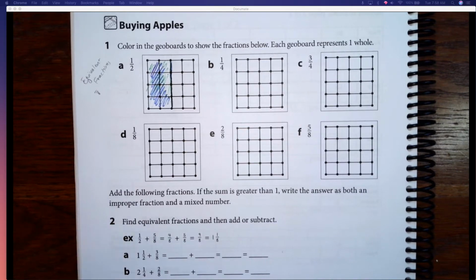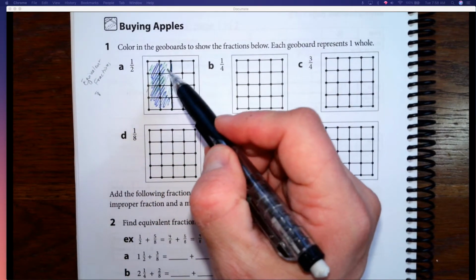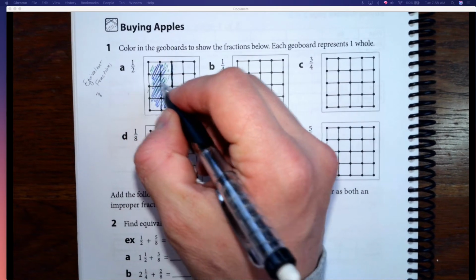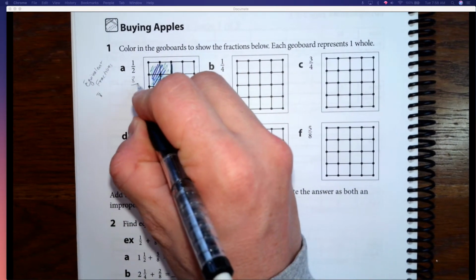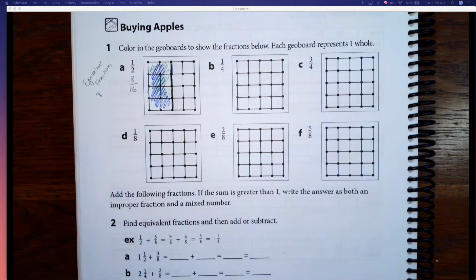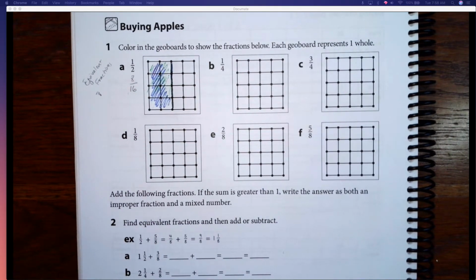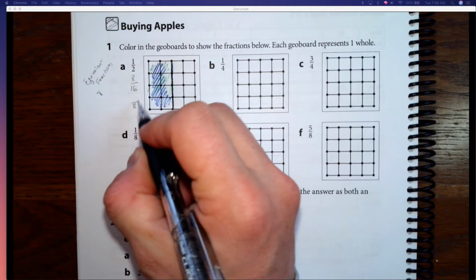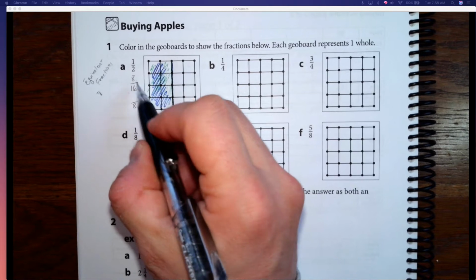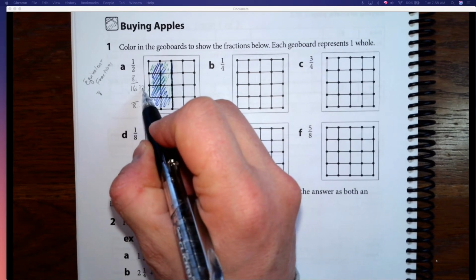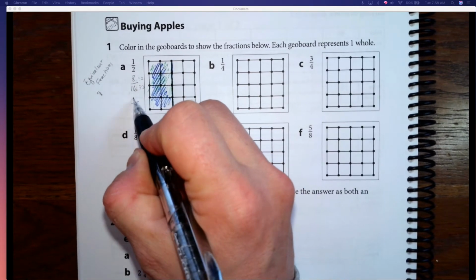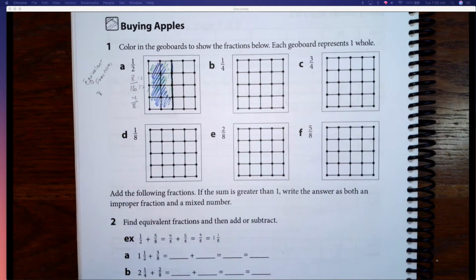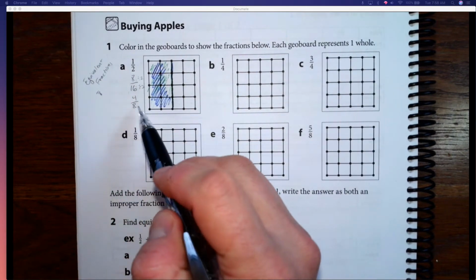So there's two ways that I can write this. I can write this as 1, 2, 3, 4, 5, 6, 7, 8. There's 8 out of 16 shaded in. And I can also simplify this down to eighths as well. So if I half the 16, I can make it eighths, right? 16 divided by 2 is 8. So whatever I do to the bottom, I have to do to the top. So if I half the 8, I get 4. So 1/2 is equivalent to 8/16, which is equivalent to 4/8.